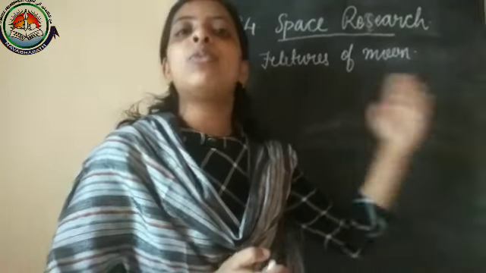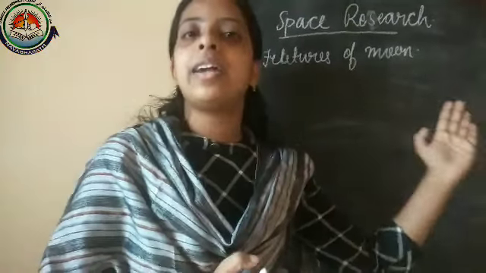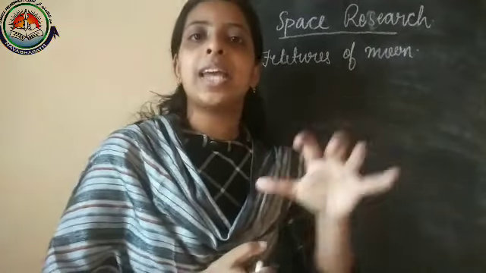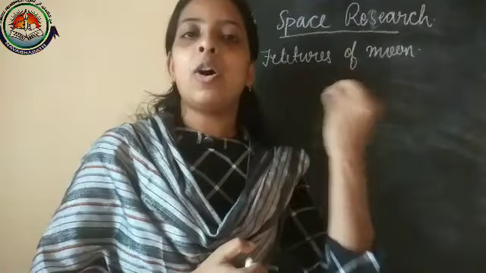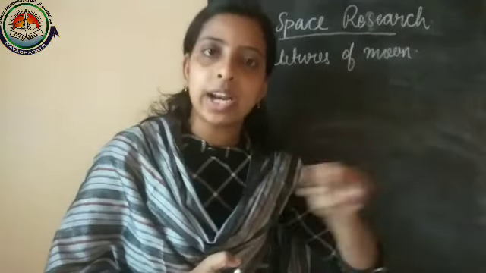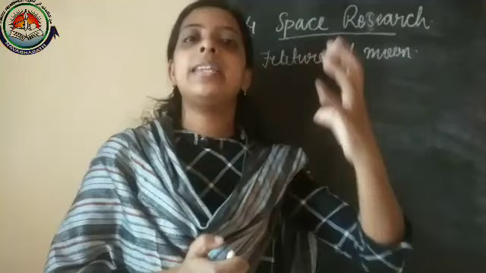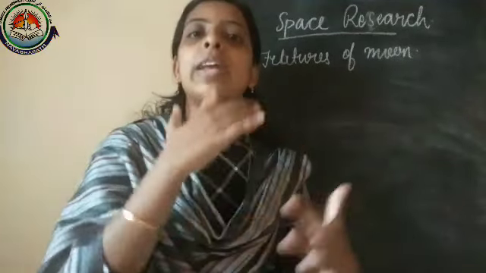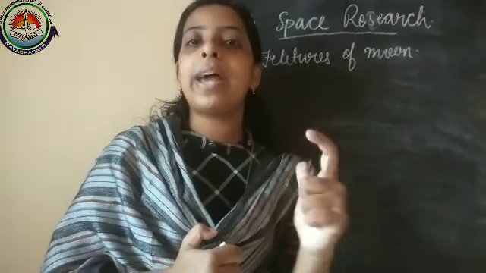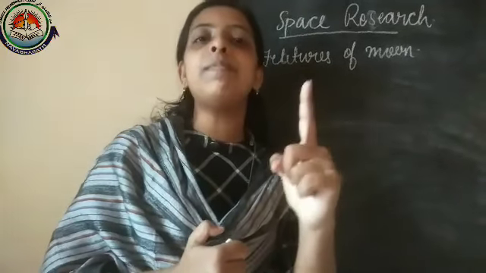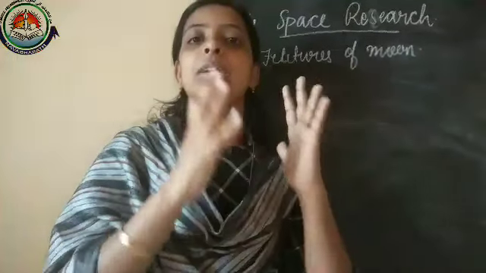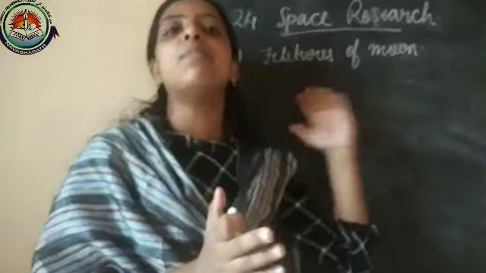We know that the moon is a natural satellite of Earth. What do we mean by satellite? A satellite is an object which revolves around a planet. Planets revolve around the sun, and satellites revolve around the planet. Earth has only one natural satellite, and that is the moon.